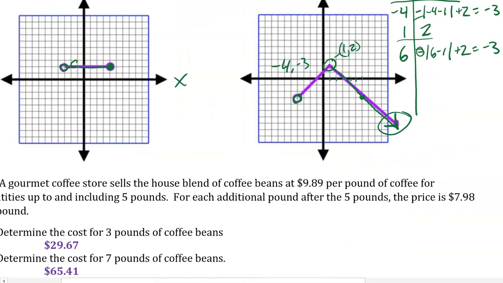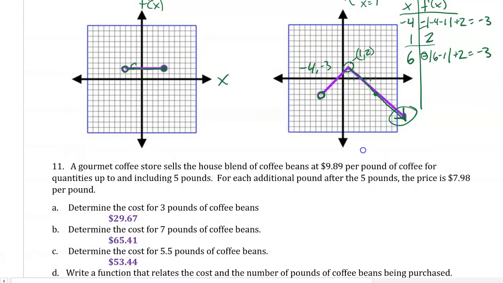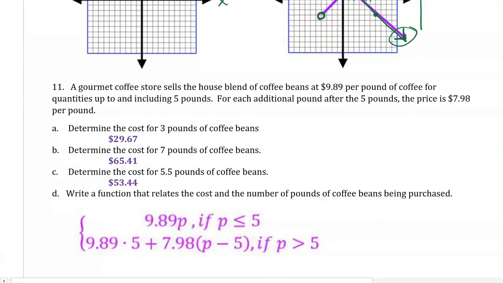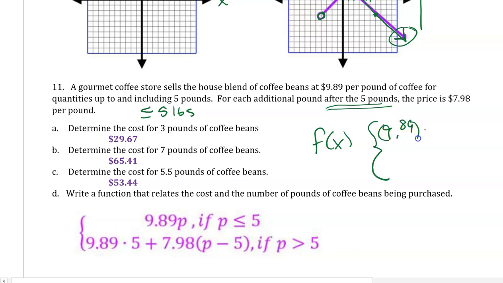Number 11, word problem. A gourmet coffee store sells the house blend of coffee beans at $9.89 per pound for quantities up to and including, so in other words, less than or equal to 5 pounds. For each additional pound after the 5 pounds. So if we were drawing this out as a function of x, you would have one portion where it would be 9.89 times x for x less than or equal to 5.